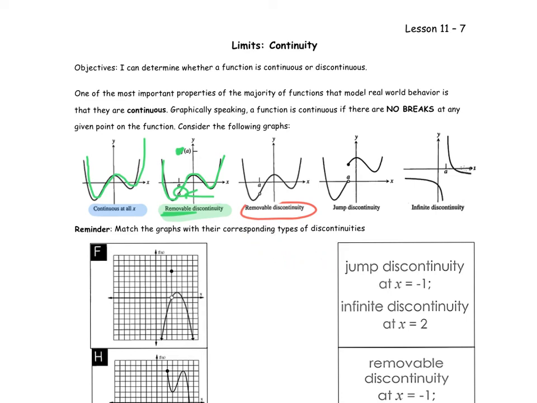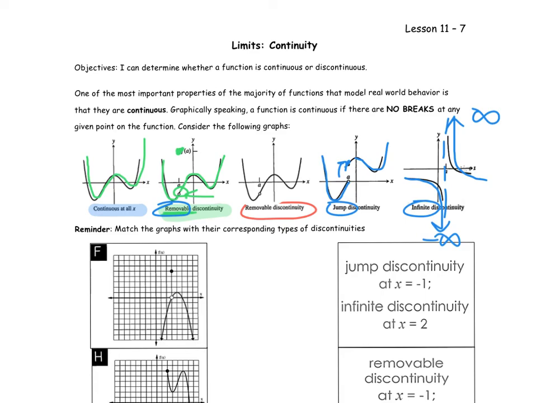Next, we have a jump discontinuity, and then we have an infinite discontinuity. These are the three discontinuities you need to know: removable, jump, and infinite. For a jump, it literally sounds like what it is. I continue my function, and then I have to jump to get to the next piece to continue the function. Infinite discontinuity, you have your vertical asymptote here. We have the graph going towards negative infinity here, and then towards positive infinity here. We're going in two different directions. Whenever you see those vertical asymptotes, think infinite discontinuity.